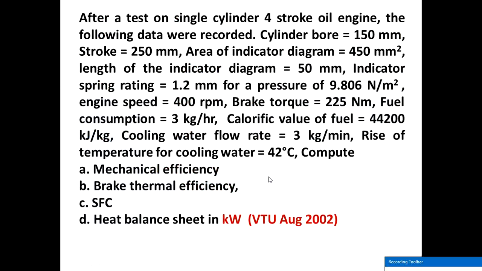Next problem: after the test on a single cylinder 4-stroke oil engine, the following data were recorded. Cylinder bore is equal to 150 mm. Stroke is equal to 250 mm. Area of the indicator diagram is 450 mm squared, and the length of the indicator diagram is 50 mm. The indicator spring reading is 1.2, pressure of 9.806 Newton per meter square. Engine speed N is equal to 400 rpm. Brake torque is equal to 225 Newton meter.